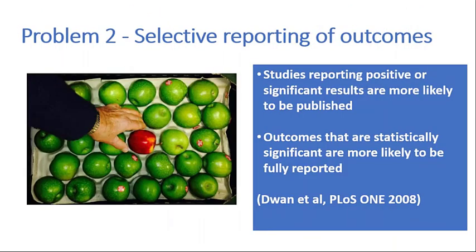Alongside the problem of inconsistency in outcomes is the problem of selective reporting of outcomes. It's been found that studies reporting positive or significant results are more likely to be published, and outcomes that are statistically significant are more likely to be fully reported.